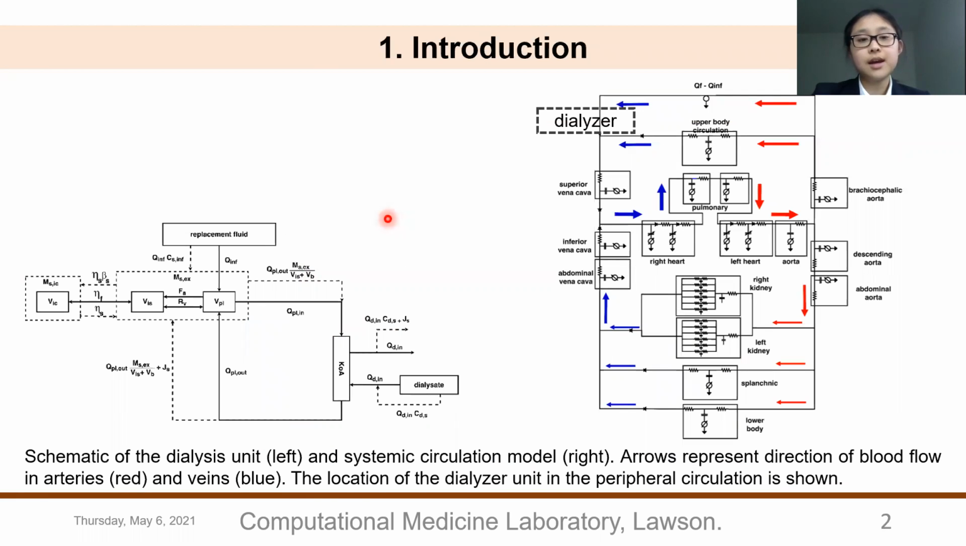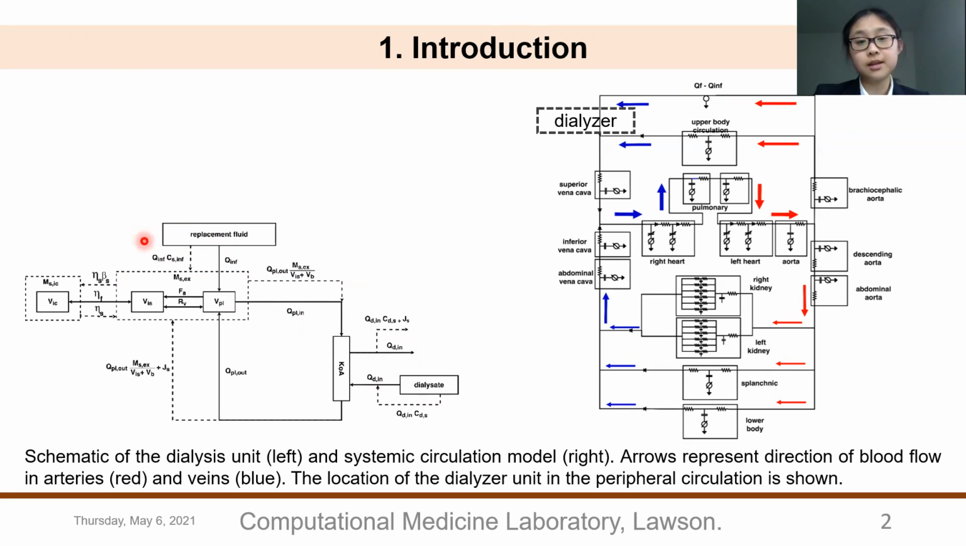Human circulation is an intricate process regulated by many biophysical factors. A common treatment for patients suffering from renal failure is hemodialysis. In a typical hemodialysis session, a patient's blood will be filtered using an external dialysis machine, which contains a fluid called dialysate, and the filtered blood will then be returned into the patient's body.